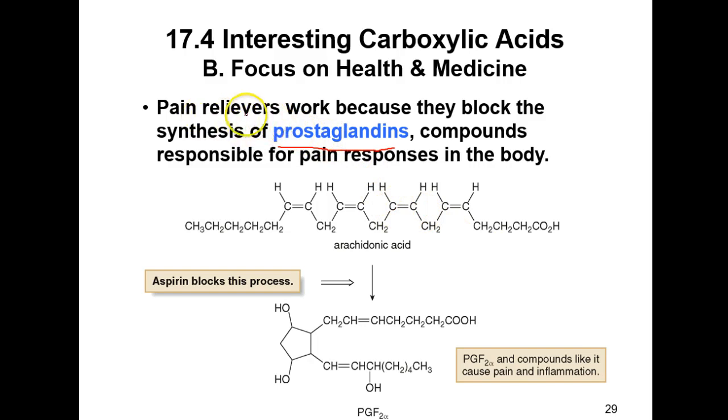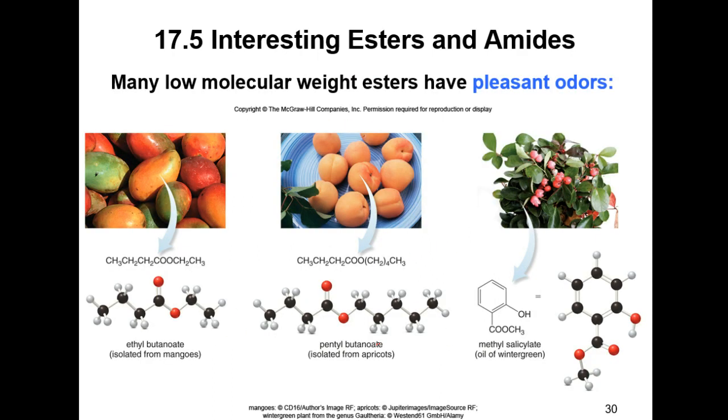So pain relievers work because they block the synthesis of prostaglandins, a compound that is responsible for the pain response inside of our bodies. All right. So anytime that you hit your body or something like that, you start forming prostaglandins, and prostaglandins are actually responsible for the inflammation inside our bodies. Okay. And what aspirin does is it actually blocks the synthesis of prostaglandins.